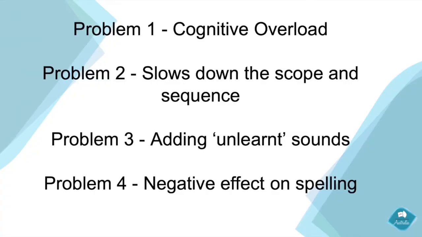So let's review those problems. Number 1, cognitive overload by adding all those extra sound units. Number 2, slowing down the scope and sequence. Number 3, teachers adding unlearnt sounds. And number 4, a negative effect on spelling. So now that you can see that blends can actually be a problem or detrimental to the learning, especially your vulnerable learners, let's jump across to an effective method of teaching blending.